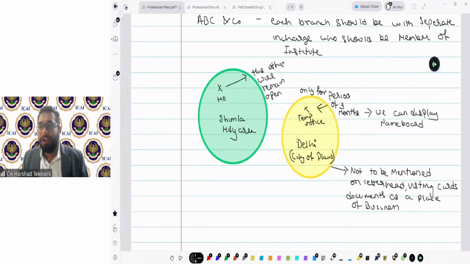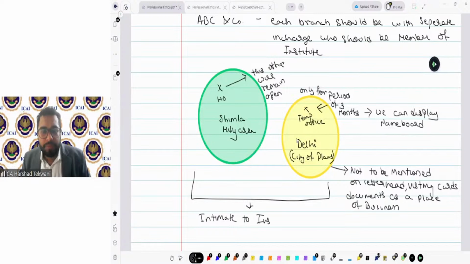And before the commencement of every winter, it is obligatory for the firm to inform the institute that they are going to open this temporary office from this particular date, and after the expiry of this period they will be closing, and intimation is required to be given. So about this arrangement, opening of new temporary offices, I need to intimate the institute, and I also need to intimate at the expiry. So intimate the institute on opening and on closing both.